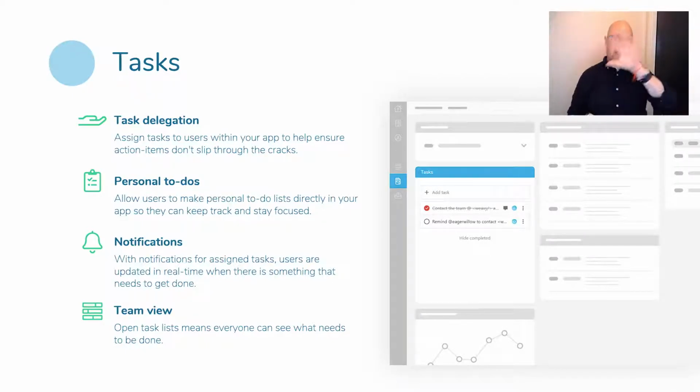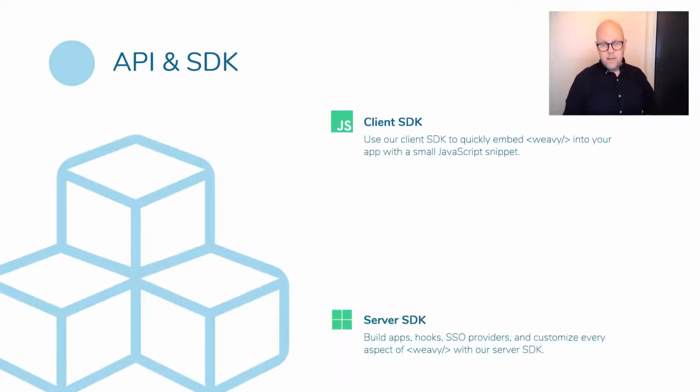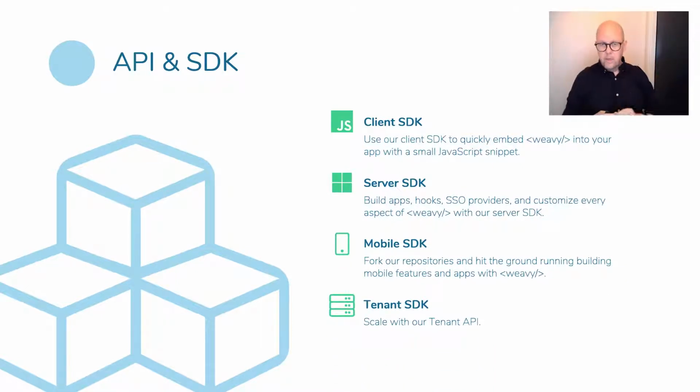So this is kind of the feature set, right? And then in the back end or the background, of course, we have the API and the SDK. From the top down, you have the client SDK, which is a really smartly designed JavaScript library, so you can instantly add Weavy to any part of your app with a minimal amount of coding. If you want to be in even more control, which you always can, you can then dive into the server SDK where you can build full-on apps and you can create hooks and basically customize every aspect of Weavy.